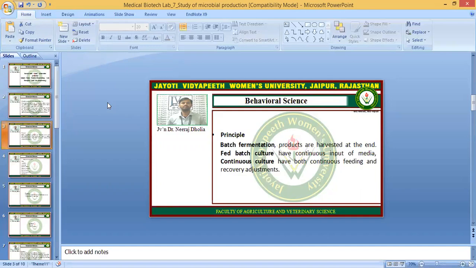And third one is the continuous culture. Continuous culture means it is a live type culture. You can add fresh media in between, or you can harvest the metabolites or the used media in between the fermentation process. So the production of the microorganisms, whatever they are produced, can be achieved through the three different processes.